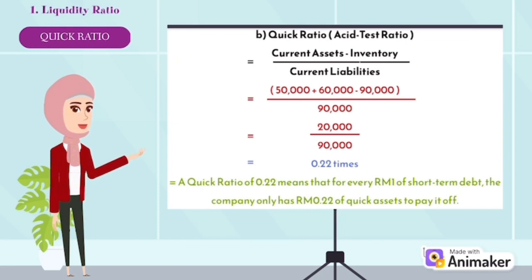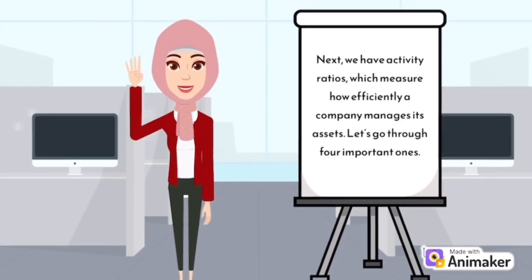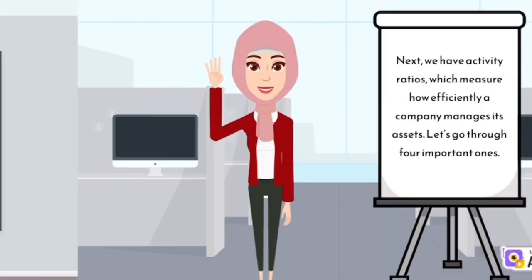To find the quick ratio, we divide 20,000 by 90,000, which gives 0.22 times. A quick ratio of 0.22 means that for every 1 ringgit of short-term debt, the company only has 0.22 ringgit of quick assets to pay it off. Next, we have activity ratios, which measure how efficiently a company manages its assets. Let's go through 4 important ones.